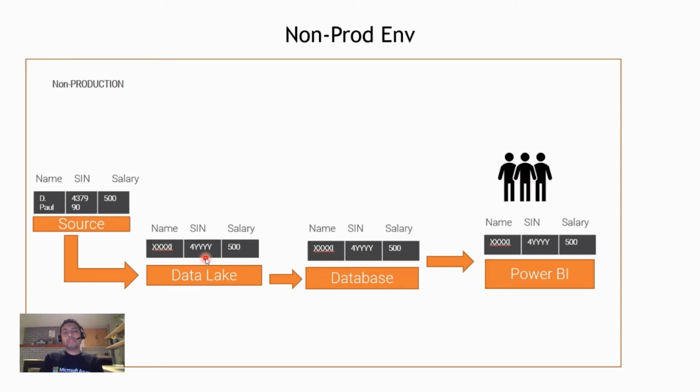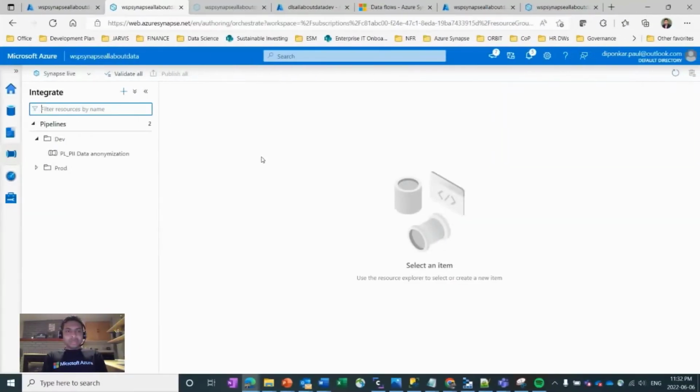Even moving forward from the data lake to the database, the masked data still remains masked, as well as when it's moved to the Power BI dashboard or someone uses the Power BI dashboard to access those data, it still remains masked. So through this design, as you see, in the non-production environment, by using static data masking, your data, especially sensitive data, remains safe. Let's look at the demo.